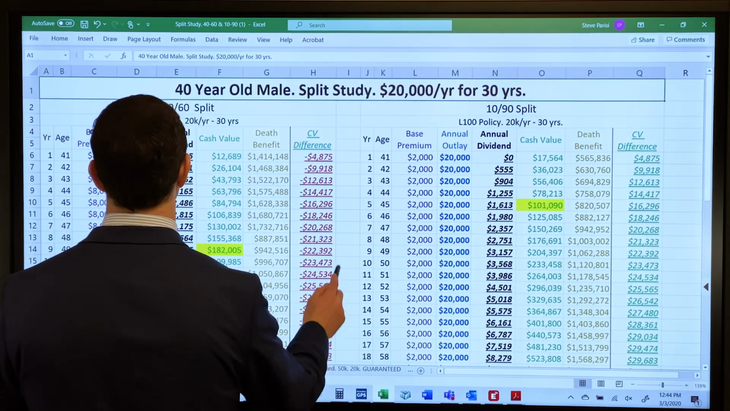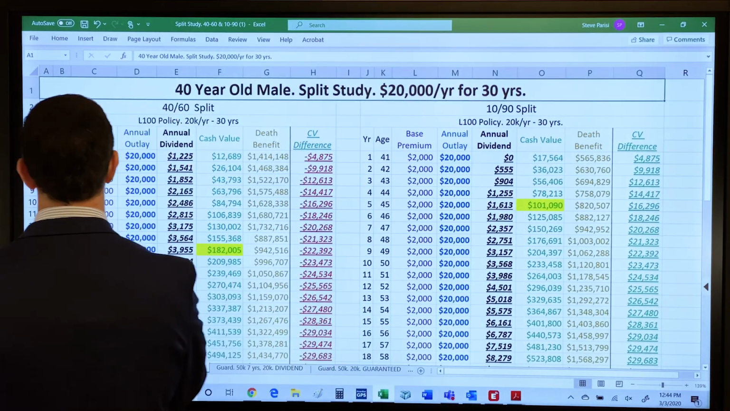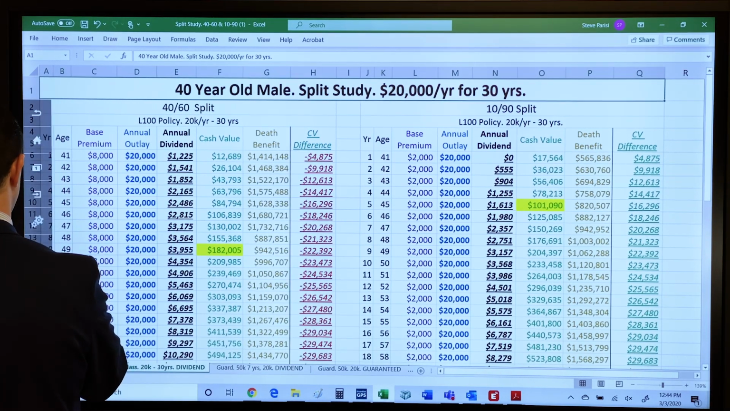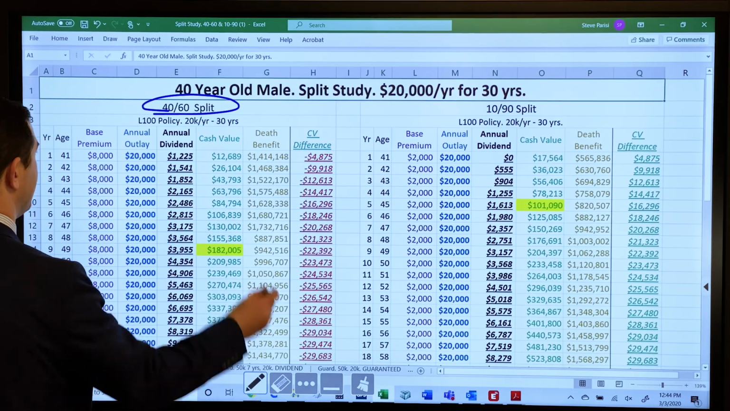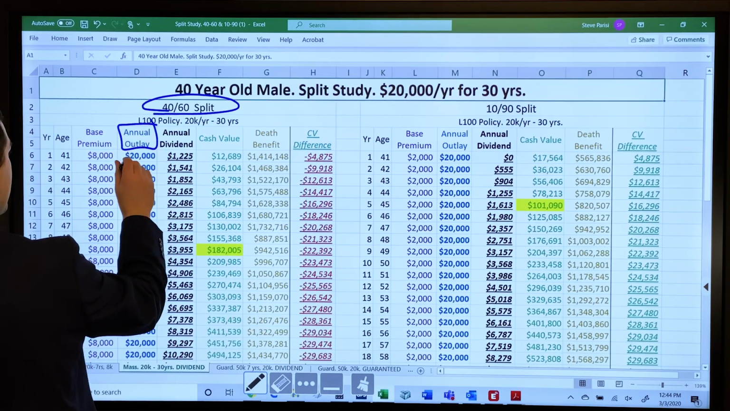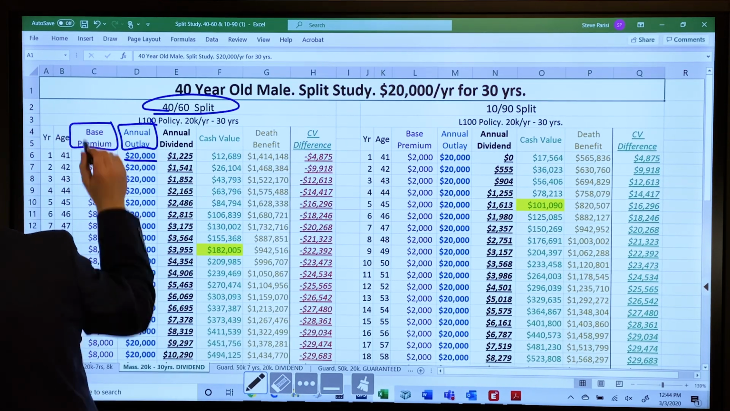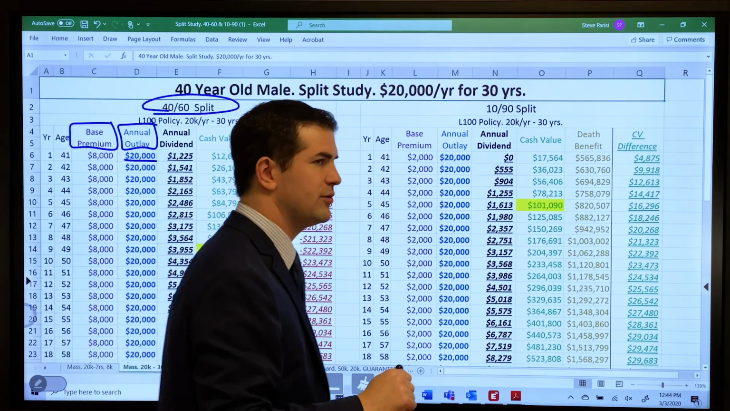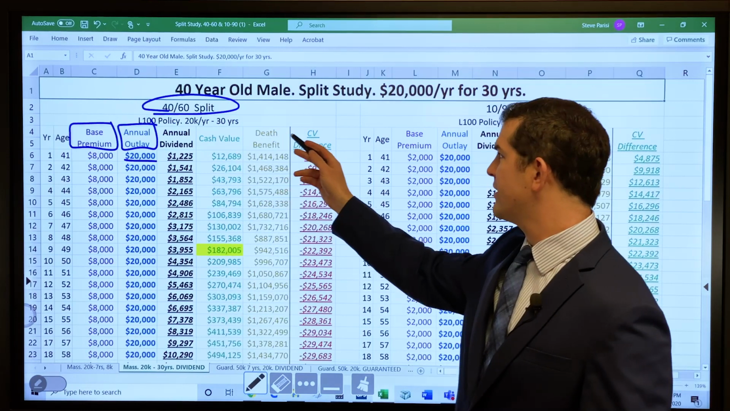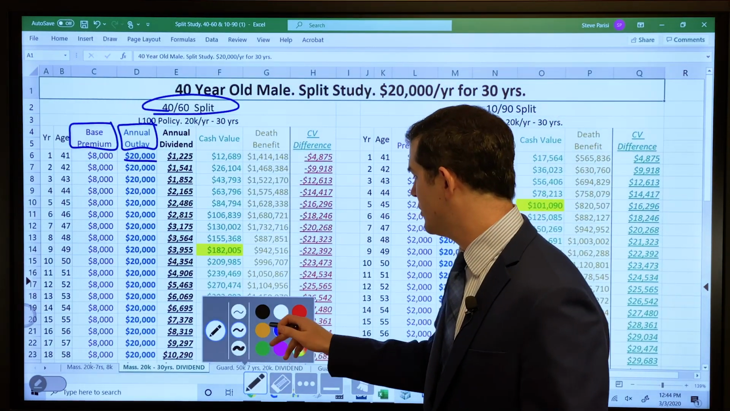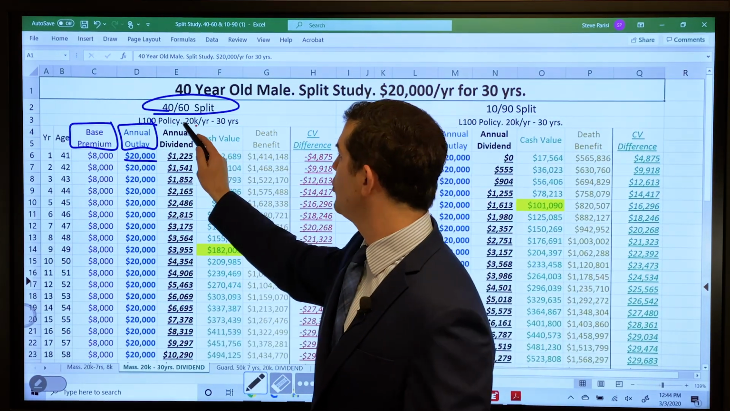So we've got the split study, $20,000 per year for 30 years. On the left, we've got our 40-60. Annual outlay 20, base premium component $8,000. So the total amount going in is 20K. Before we progress into the cash value and the cash value difference, let's look at this column. Annual dividend.